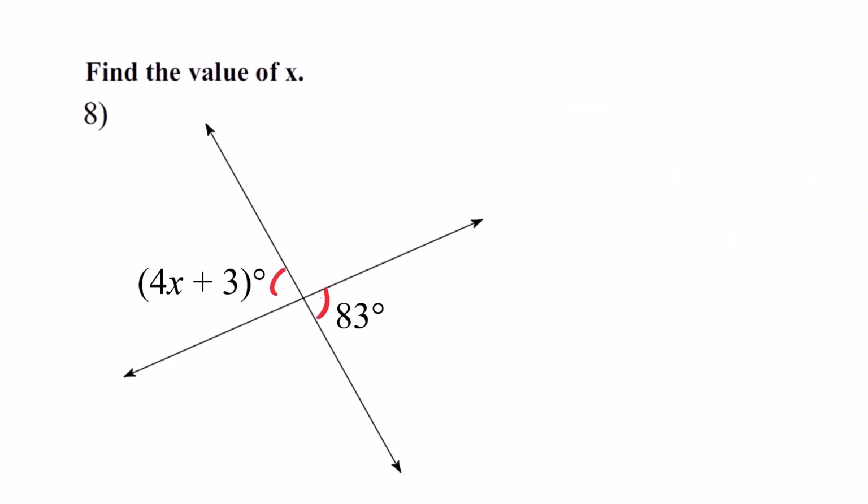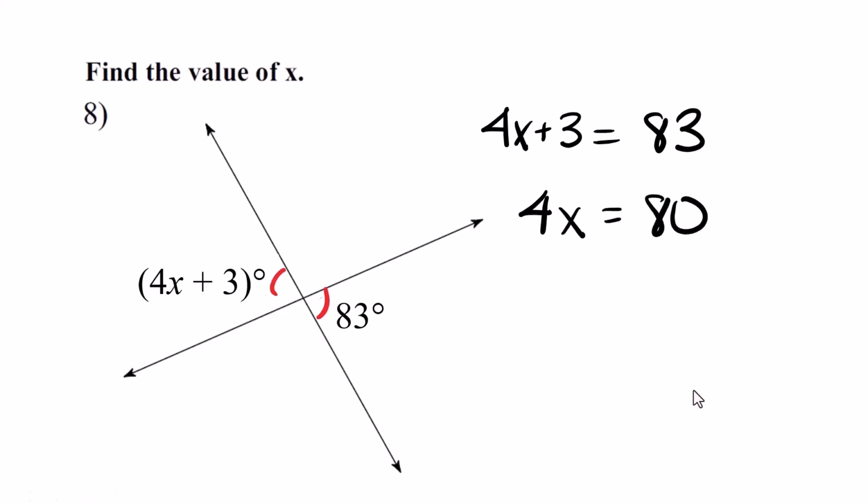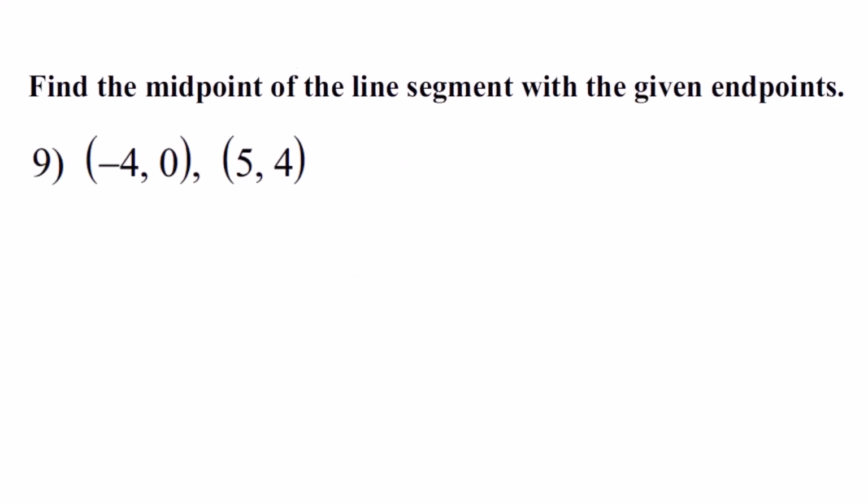These two angles are vertical angles, and vertical angles are equal to each other. The word for that is congruent. Vertical angles are congruent. So set 4x plus 3 equal to 83. Geometry done. Now you do the algebra. Subtract 3 from both sides. We're going to get 4x equals 80. Now divide both sides by 4. X equals 20. Try it.